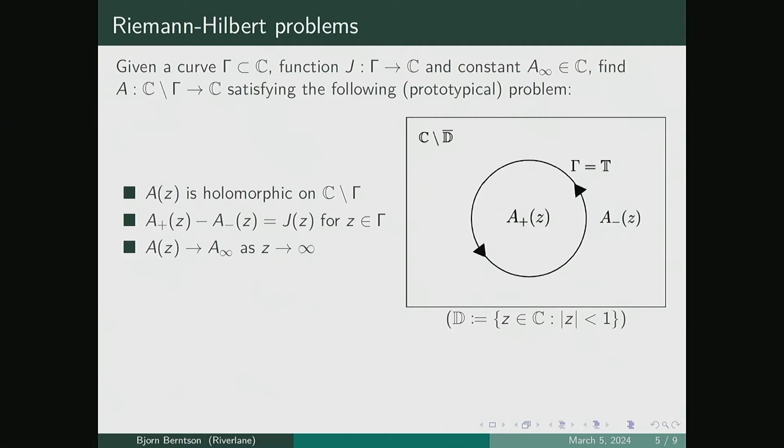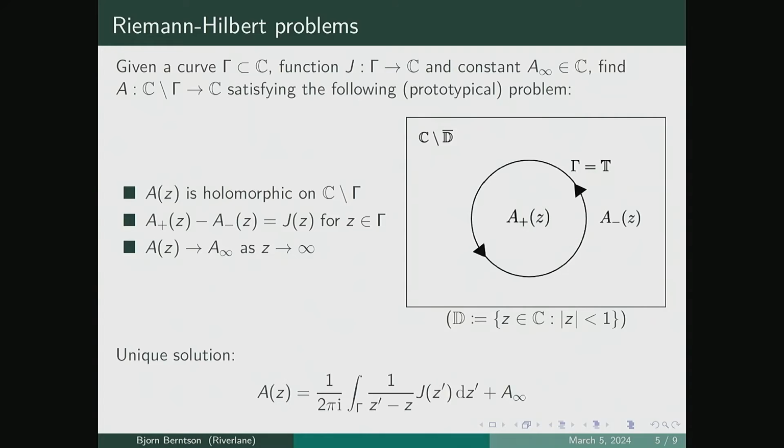So on the right side of this slide, I've got a schematic, kind of a prototypical Riemann-Hilbert problem where the curve gamma is exactly T, so this unit circle in the complex plane, and I've given it an orientation. Also, just a bit of notation. So D here is denoting the open unit disk in the complex plane. So this is the setup for a Riemann-Hilbert problem.